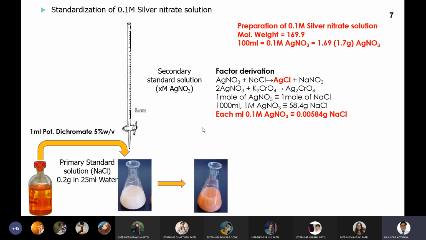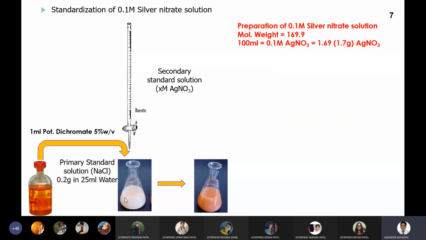Okay, so in this way we can standardize the silver nitrate solution as well. At the same time we can determine the concentration of NaCl as well. You will get the idea of the actual NaCl from this. Okay, so that will be the second part. We will see the application when we do it, but this is okay about the Mohr's method.